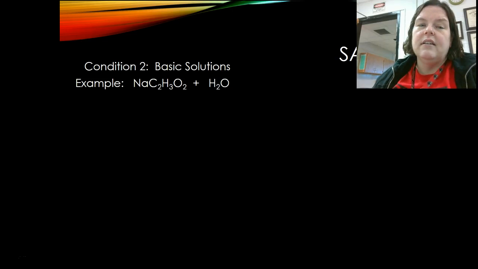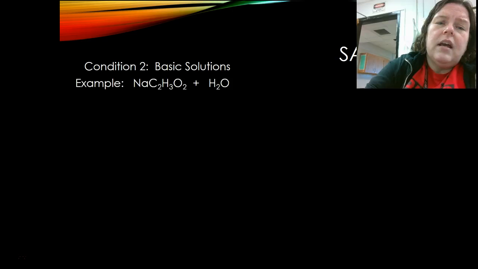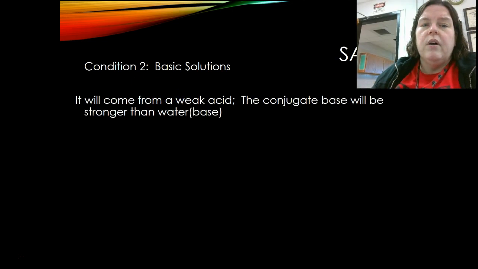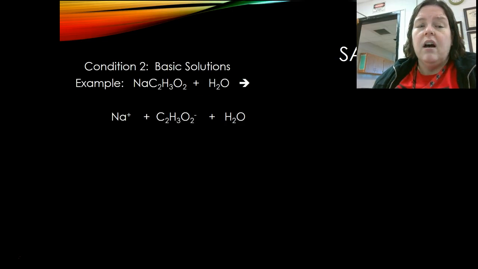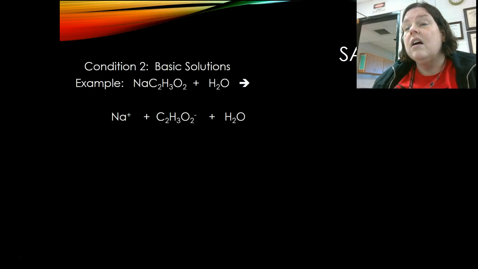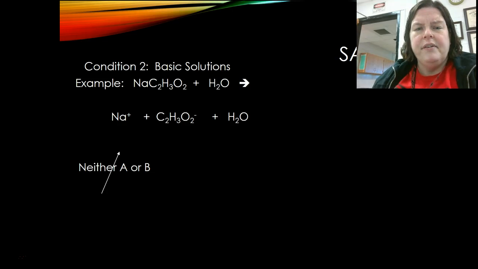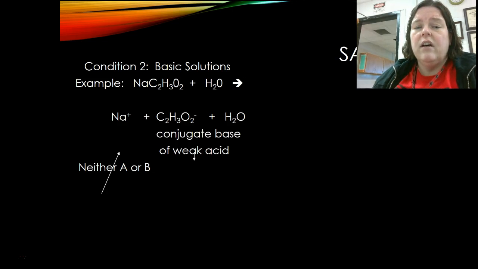NaC2H3O2. All right, this is the deal. Na probably comes from something. But C2H3O2 comes from a weak acid, acetic acid. And because of that, this guy becomes a strong, I'm sorry, let me go back. So that guy's a weak acid. Because it comes from a weak acid, that means the conjugate base is stronger. So it has more of an affinity for the H, okay? So it's not acid, but it would be basic because it's a conjugate of a weak acid.